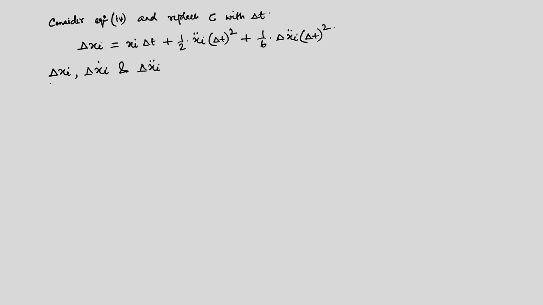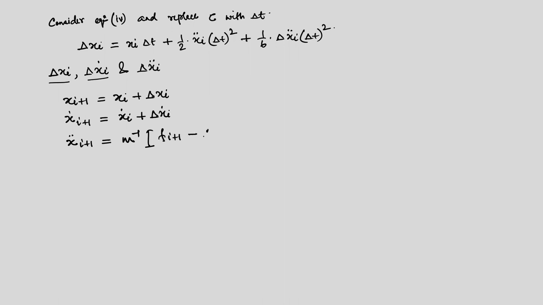So, what we can easily do, if I consider these two equations: what is my xᵢ₊₁? It will be nothing but xᵢ plus the variation in displacement that we have already found out. Similarly, we can find the velocity at i+1, which will be ẋᵢ plus the variation of velocity. And then finally, what will be ẍᵢ₊₁? That also we can find out from m inverse times fᵢ₊₁ minus c times ẋᵢ₊₁ minus k xᵢ₊₁.